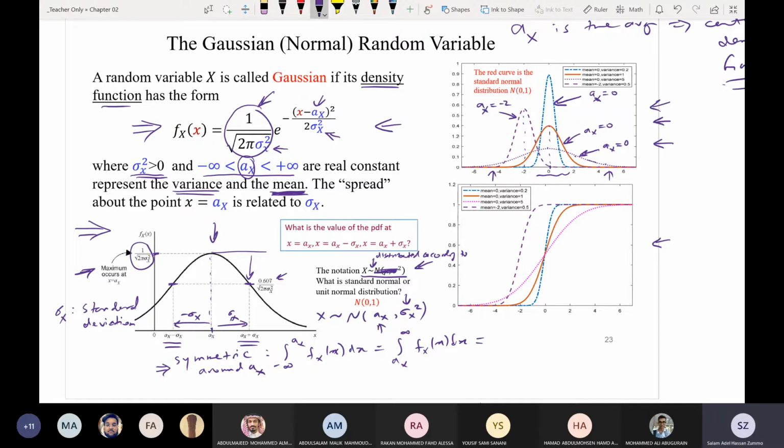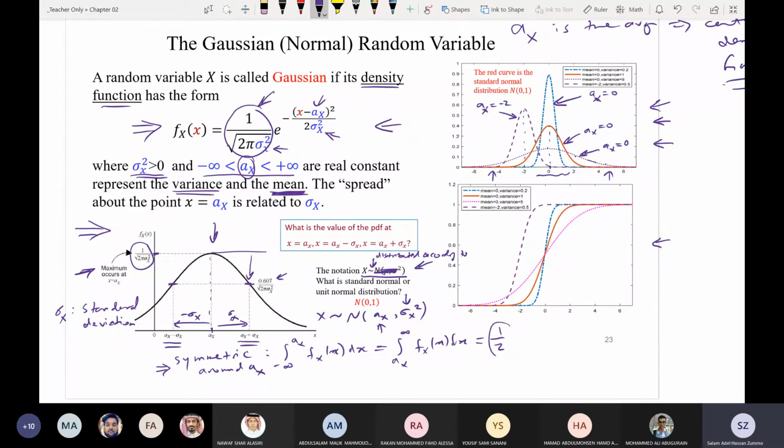Equals how much? What is the area to the right and to the left? It should be half. Because the area from minus infinity to infinity should be 1, and since it is symmetric, it's half. So basically, to the right is half, to the left is half.